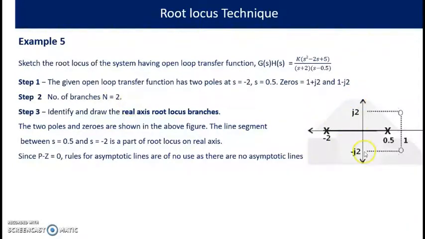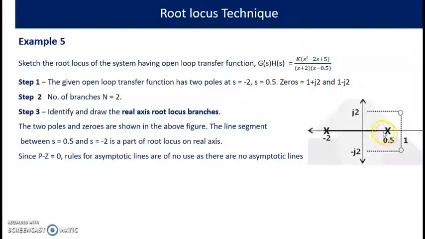Then mark these poles and zeros in the S plane. So 0.5 one pole, minus 2 another pole, 1 plus j2 one zero, 1 minus j2 another zero. So mark all the poles and zeros in the S plane. Then identify which points in the real axis are part of the root locus.